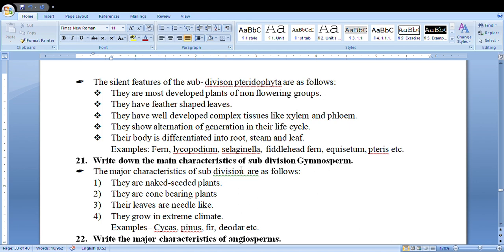Features of Gymnosperms: they are naked-seeded plants. They are cone-bearing plants. Their leaves are needle-like. They grow in extreme climate. Examples: Cycas, Pinus, Fir, Deodar, etc.